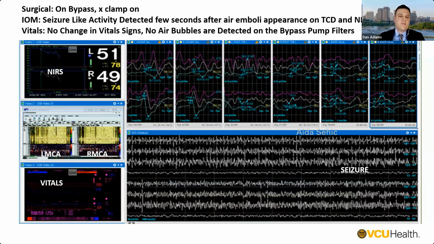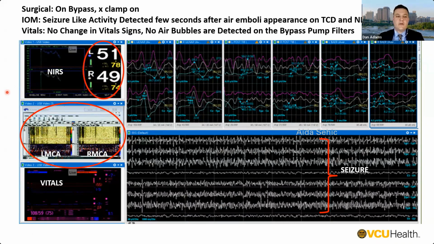This screenshot is displaying all of the modalities we utilize when monitoring cardiothoracic surgery. At this moment in the procedure, a blast of emboli was detected on the bilateral TCD, triggering the seizure-like activity detected on EEG several seconds after the appearance of the air emboli. These alerts were followed by a simultaneous asymmetry observed between the left and right cerebral oximetry values.